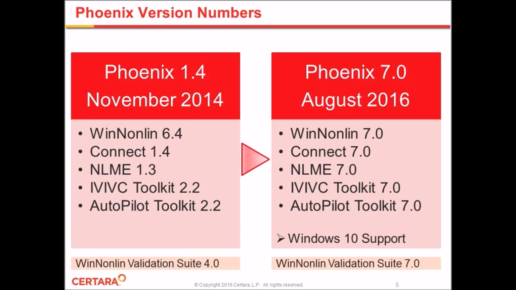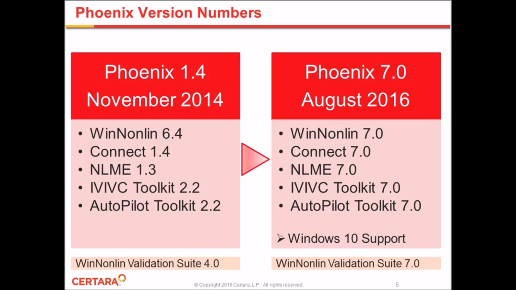For example, WinNonlin was in version 5.3 prior to Phoenix. So that was incremented to version 6.0 for the first release on the Phoenix platform. We had a Connect in the first release and then NLME in the version after that. So by Phoenix 1.4, we had a conglomeration of different version numbers as shown in the screenshot on the left. And this was very confusing for our users.